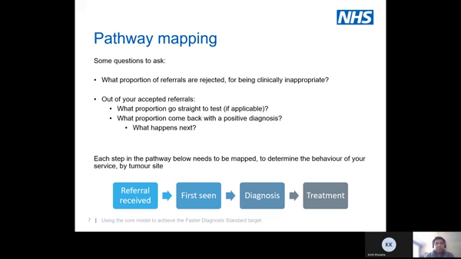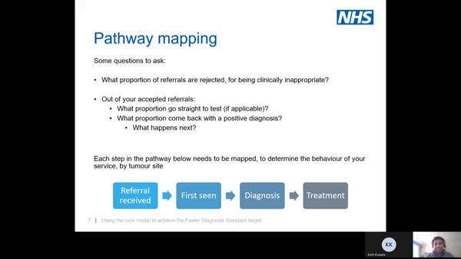For example, when we talk about referral received, if you then pass on that information to diagnostics, whether that's radiology or histopathology, depending on the tumour site, just to give them an indication of what to expect. This is really important so that everyone's on the same page, singing from the same hymn sheet, to ensure that the focus is not just on the referrals received in the outpatient setting, but also further down the line. So diagnosis, as well as treatment.